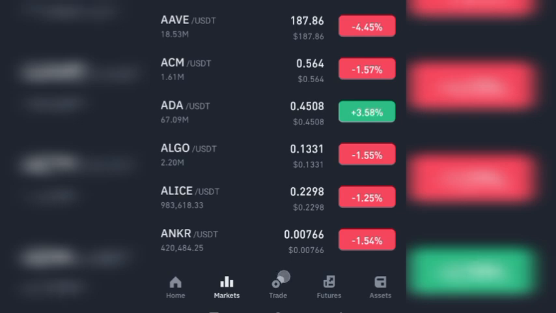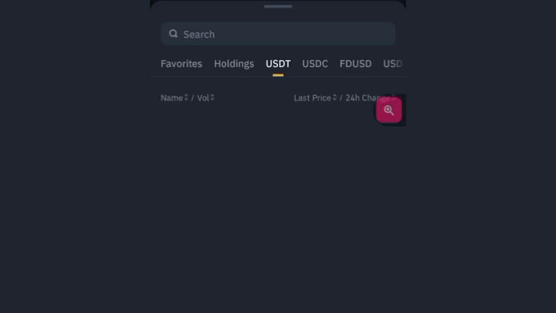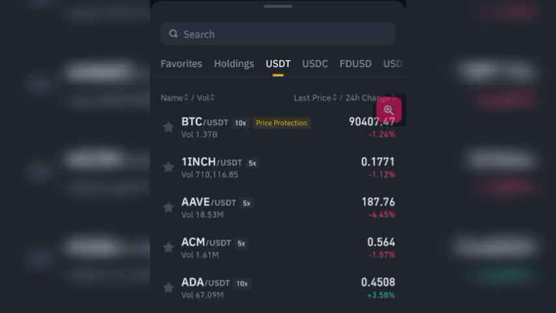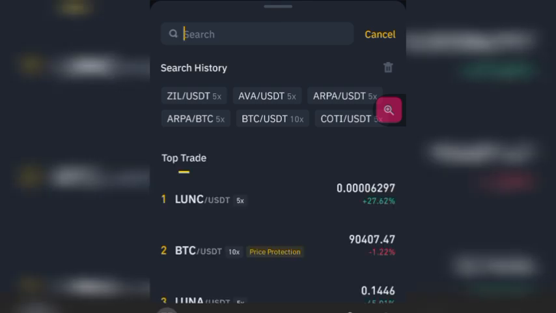Let's get back here. So we're using ZIL, for instance. It's 0.00548. Now, there are other coins you can use. Let me show you other coins you can use. And of course, these are coins that are listed on 2 or 3 markets, right? We could use another coin, like ADA.